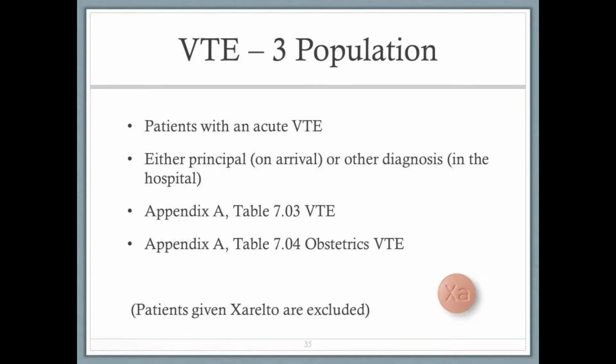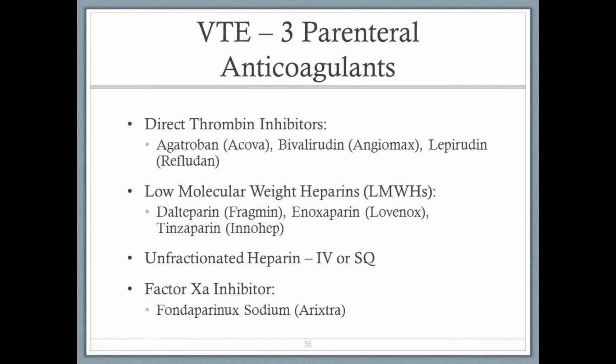The population involved here, those patients with an acute VTE, it could be a principal or secondary diagnosis, and these ICD-9 codes are found in tables 703 and 704. And just as an aside, a new medication recently came out, was approved by the FDA for the treatment of DVT and PE, Xarelto, and patients who are on this medication are excluded from this measure.